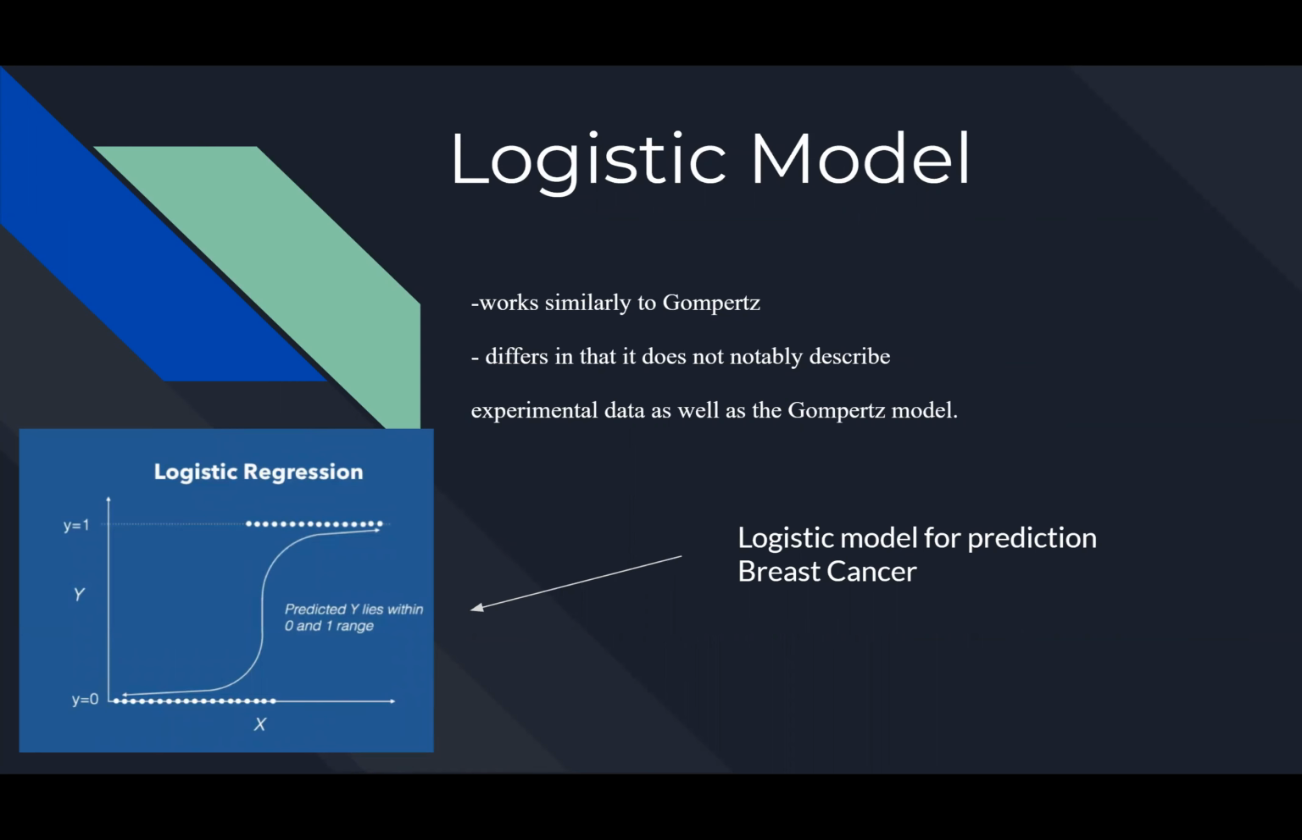And now the logistic model. This works very similar to the Gompertz model. It differs in that it does not notably describe experimental data as well as the Gompertz model. However, down below on the bottom left corner, there is a logistic model for prediction of breast cancer, for example.